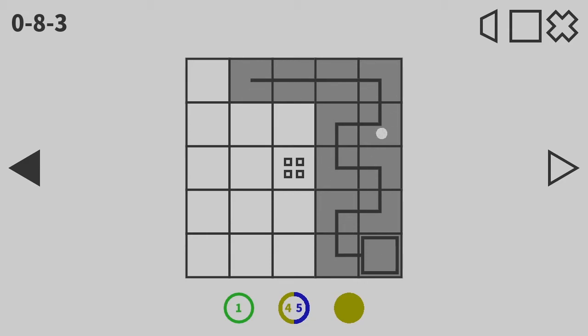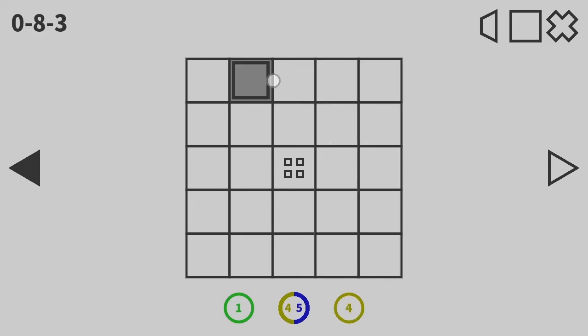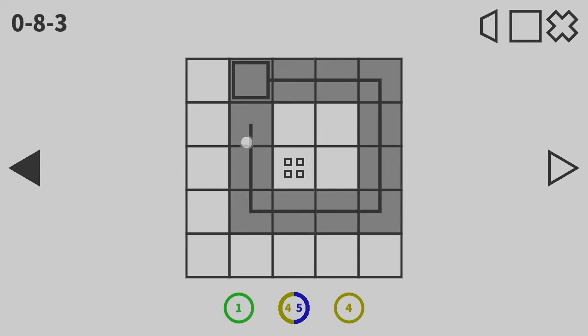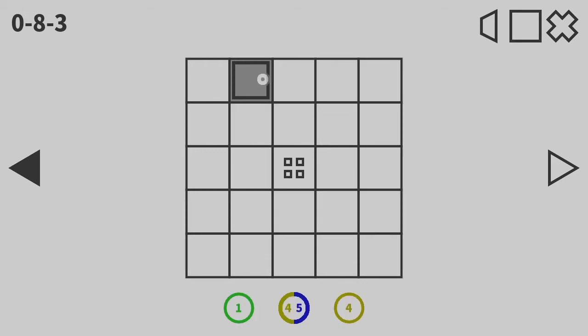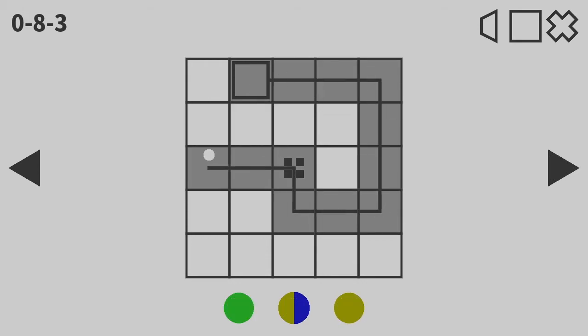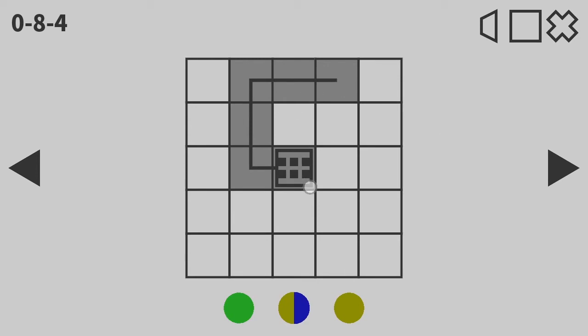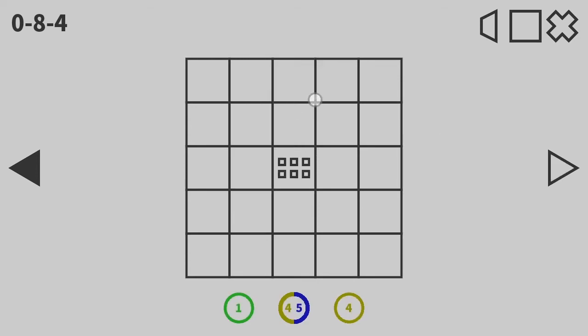1, 2, 3, 1, 2, 3. So if I did 1, 2, 3, 1, 2, 3, 1, 2, 3, 1, 2, 3, 1, 2, 3. That's fine. 1, 2, 3. I think I have it. 1, 2, 3, 4. What? I have to 6. What?